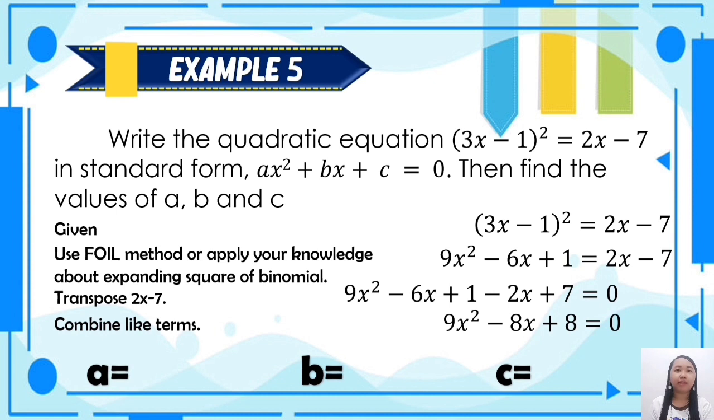Values of a, b, and c. A is 9. B is negative 8. And C is positive 8.